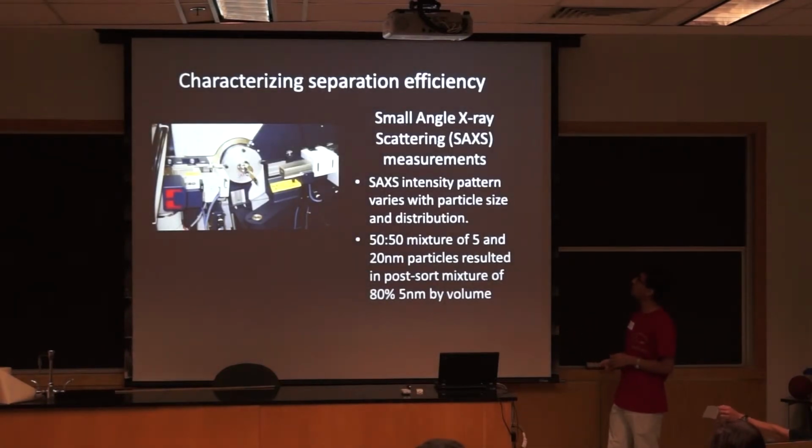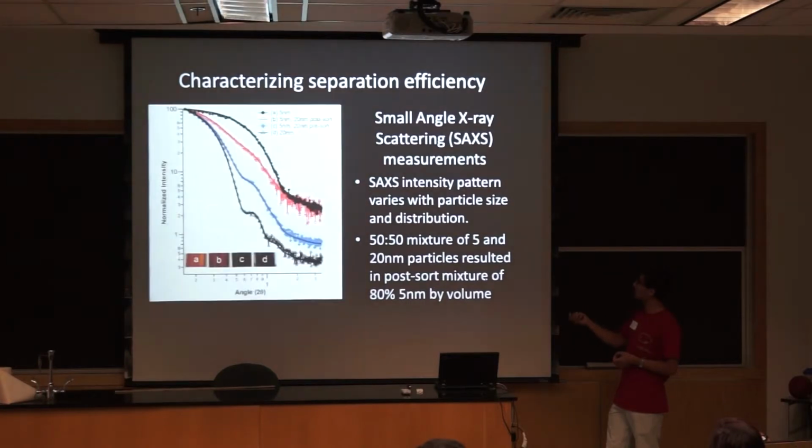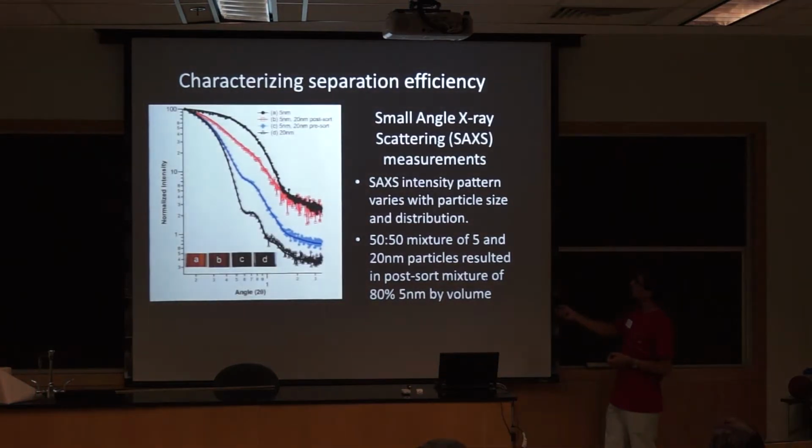So to characterize how efficient our separation has been, we use this small angle X-ray scattering. This is the instrument that we use, and this is the data that we've got. We know that in small angle X-ray scattering, the intensity patterns vary with the particle size and the particle distribution, so by looking at this pattern and fitting the data, we can know what sort of particle size and distribution it is. So the data that we got here, this is the 5 nanometer stock solution that we ran through. This is the 20 nanometer mixture.